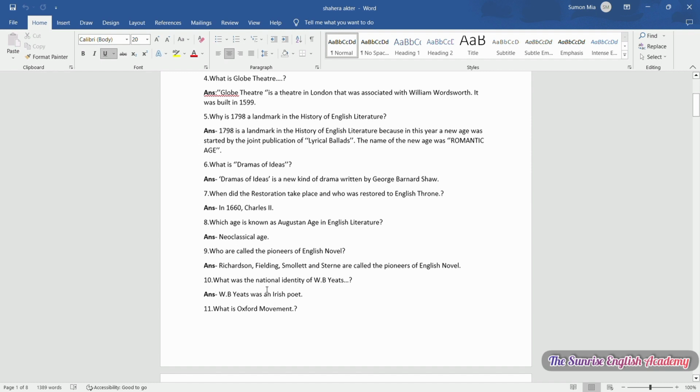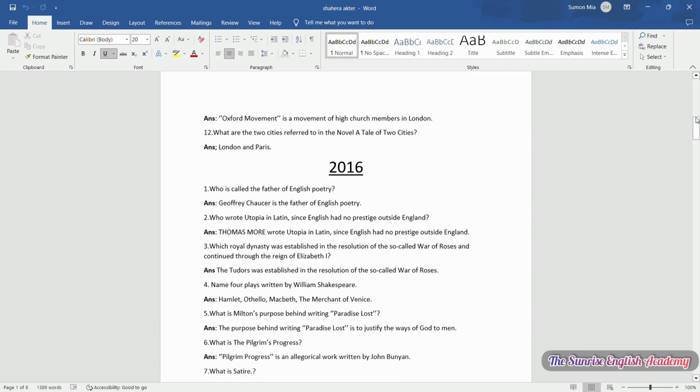10. What was the national identity of W. B. Yeats? Answer: W. B. Yeats was an Irish poet. 11. What is Oxford Movement? Answer: Oxford Movement is a movement of High Church members in London. 12. What are the 2 cities referred to in the novel A Tale of Two Cities? Answer: London and Paris. 2016, number 1: Who is called the father of English poetry?